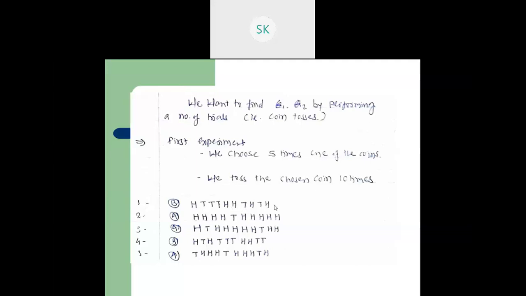Now the second time, let's say the chosen coin is A and the results are 4 heads, 1 tail, and 5 heads, over 10 tosses of the coin. Third, fourth and fifth are similar. So we choose one of the coins 5 times. Out of that, 3 times we chose A and 2 times we chose B.